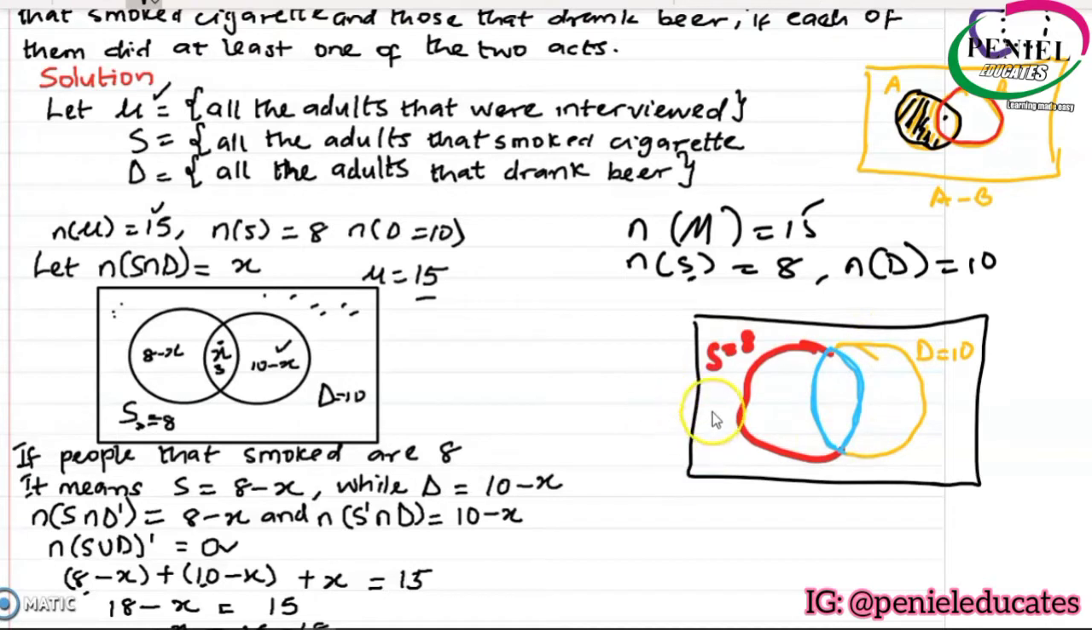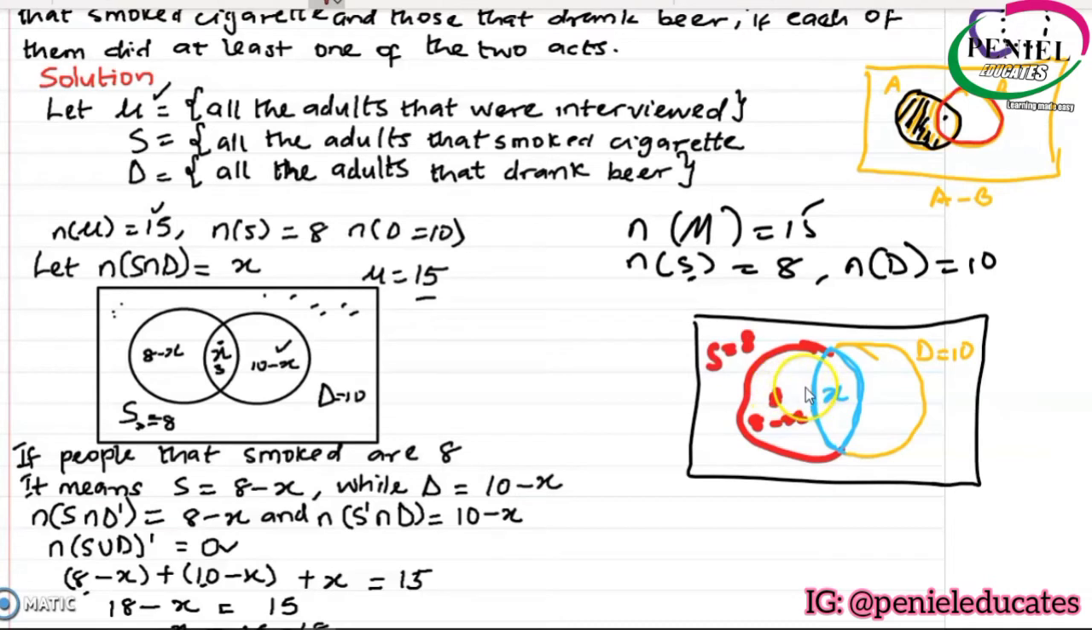All right, for us to know, if you represent the intersection by X, because we don't know this, so for us to know the number that actually smokes cigarettes only, how do we do that? We know the number in this particular place. If we don't want to count these people that are here, we need to subtract. This particular place is going to be 8 minus X, this particular X that is there. So that's how you will know the people that smoke cigarettes only.